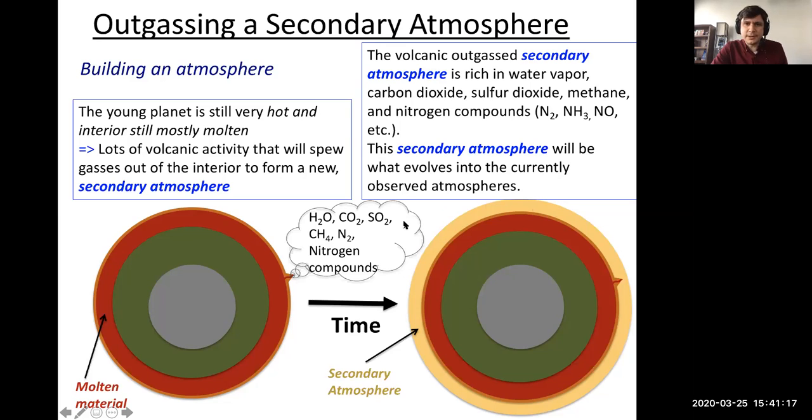So this is where I'm going to leave us. We have formed our protoplanets. We have reached the end of formation. We have differentiated protoplanets, and we have terrestrials with secondary atmospheres, and our proto gas giants still hanging on to their primary atmospheres. We will pick up next time with the Earth.